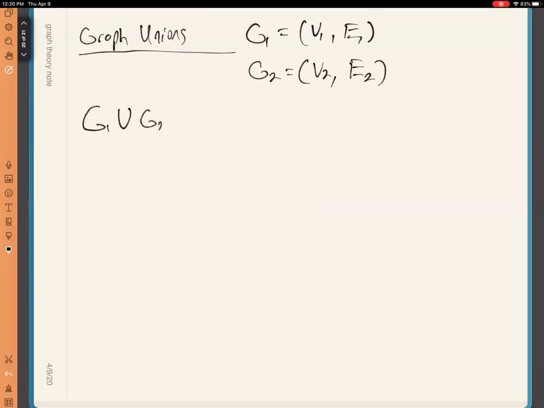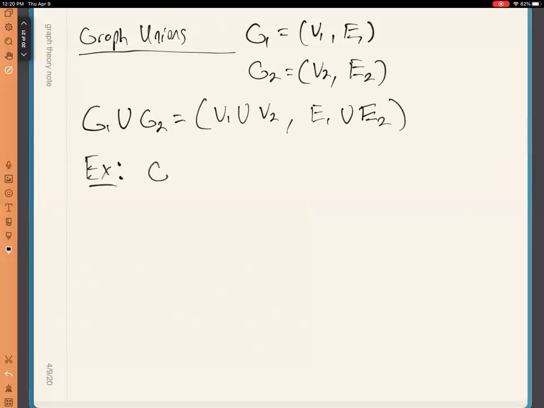Well, there's really only one way to do it, right? You take the union of the vertices, and you also take the union of the edges. And so this is the definition of the union of two graphs. It'll help to just look at one picture to see what this looks like.